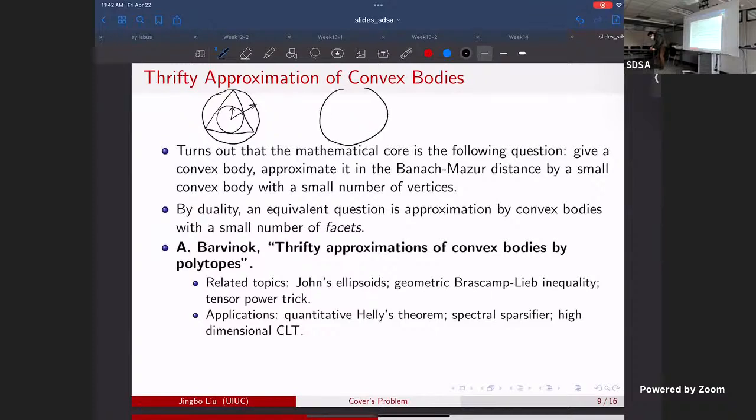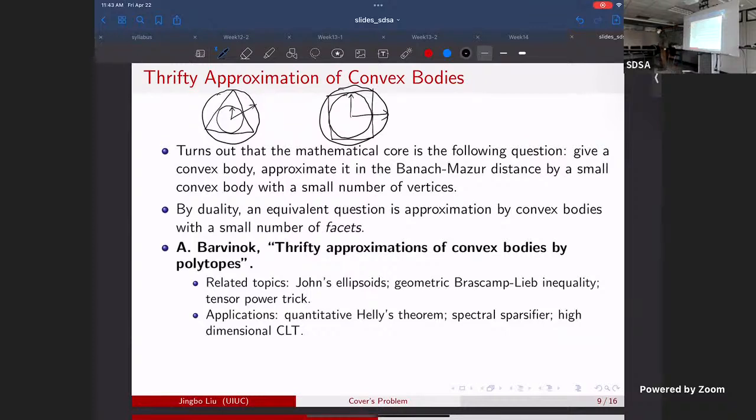I can also approximate a circle using a rectangle. I do a similar process to calculate the distance. I draw a rectangle inscribed in the ball and then draw a ball inscribed in the rectangle and then calculate the ratio of these two circles. And now it is not hard to see that the ratio in this case is smaller than the ratio in this case. So this means that the Banach-Mazur distance between a rectangle and the circle is smaller than the Banach-Mazur distance between a triangle and a circle. So you can see what is going on here. With more and more vertices, you can get better and better approximations of a given convex body.